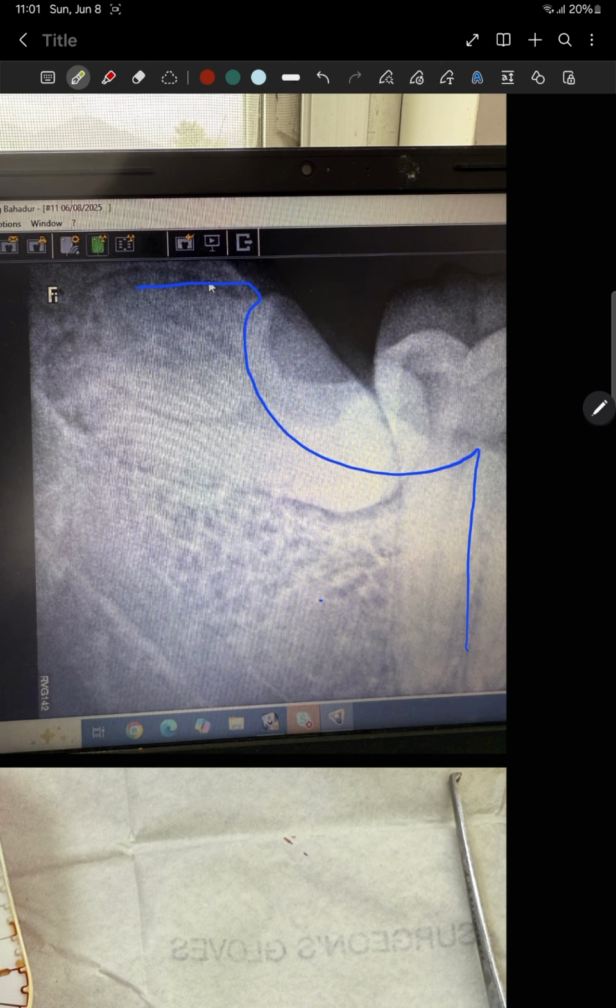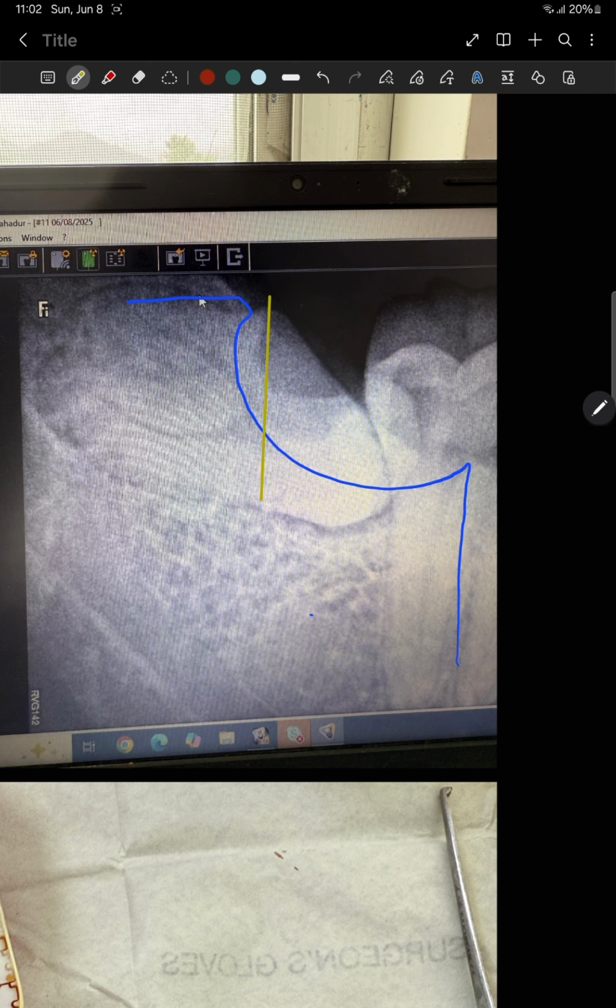After the flap is reflected, we section the tooth. The first section will pass somewhere around here. We will always cut the tooth from the buccal side and not from the lingual side, because we do not want to injure the lingual nerve. After we cut the tooth in the buccal aspect, we use the straight elevator and we split the tooth into half.